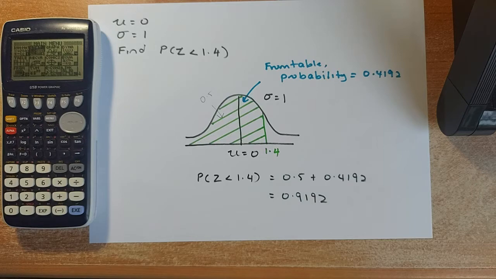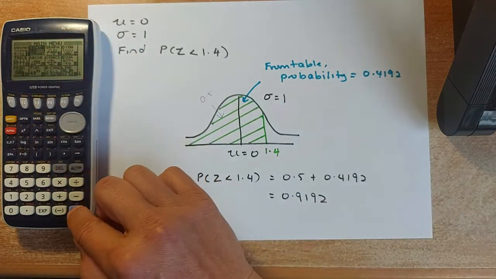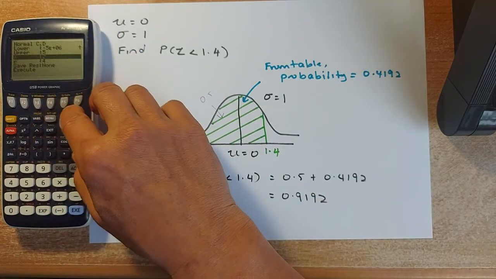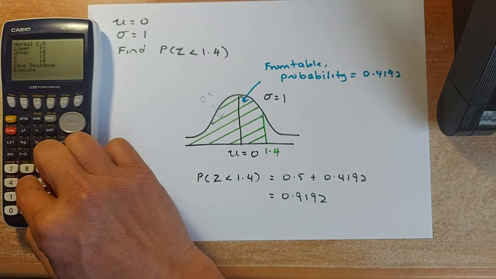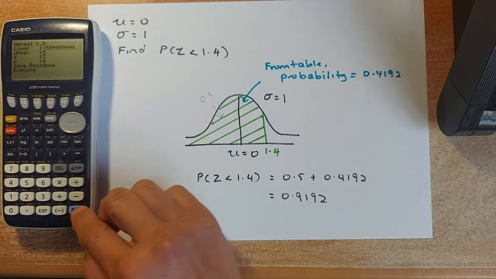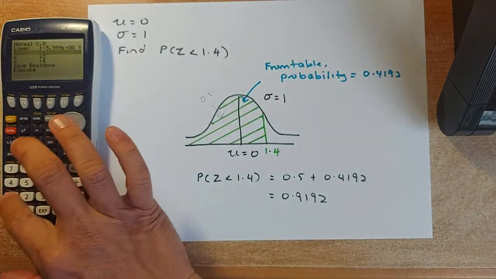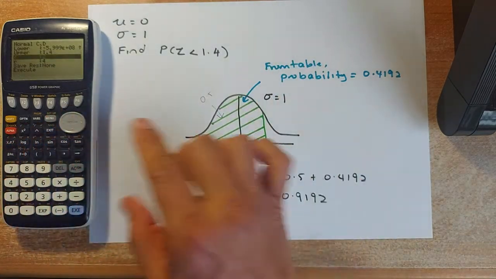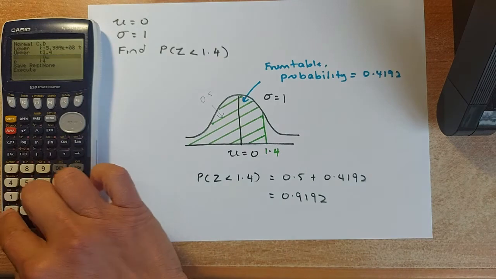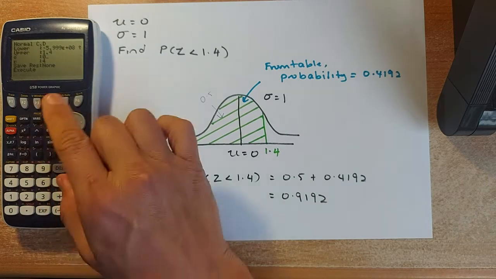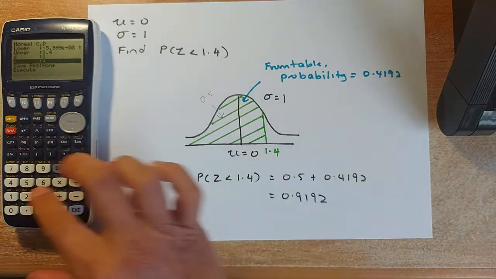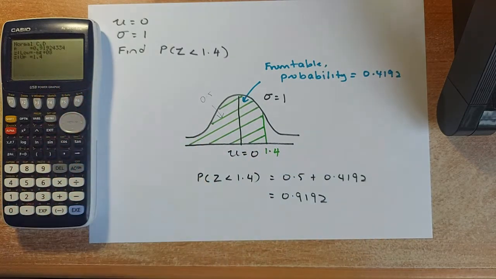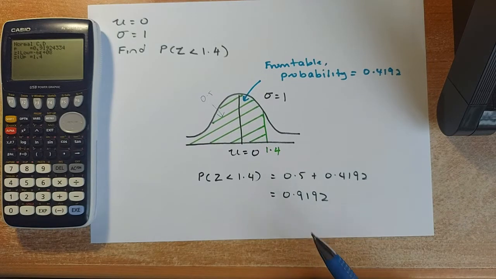Okay, so to do the calculator, the same thing, go to statistics, execute. Go to lower, where you're going to start, you put a big negative value, minus 5,900. Upper is where it ends, it's 1.4, and then the standard deviation is 1, and the mean is going to be 0. Press the execute button, and it is 0.9192. So the calculator is a lot easier.